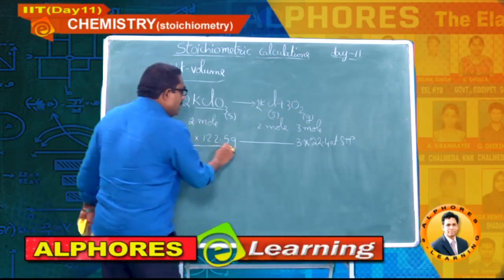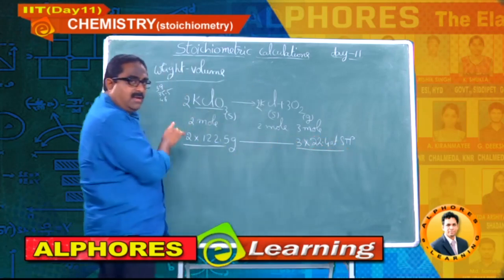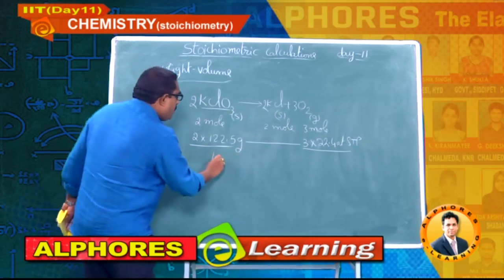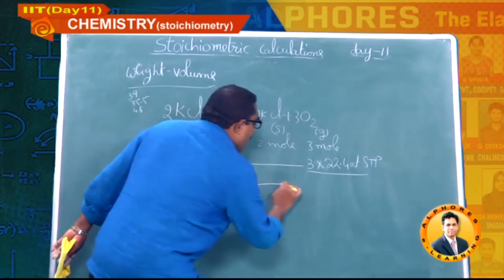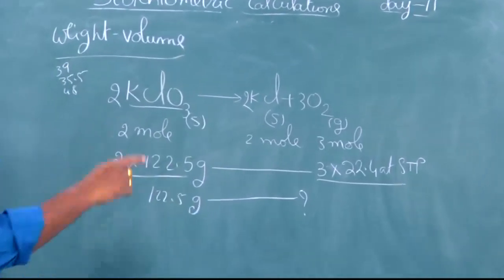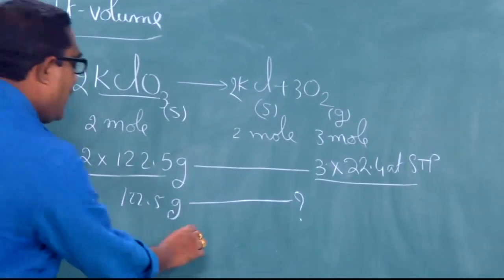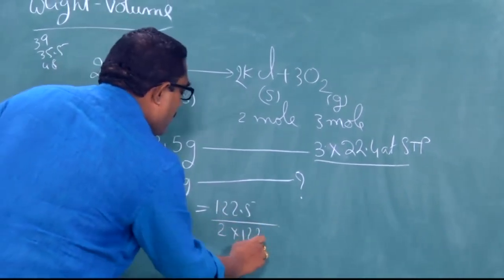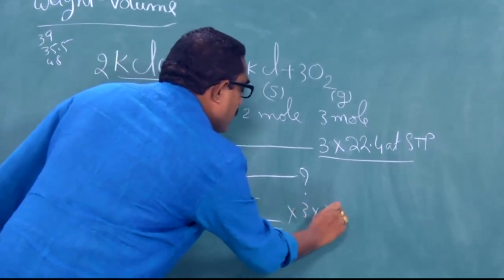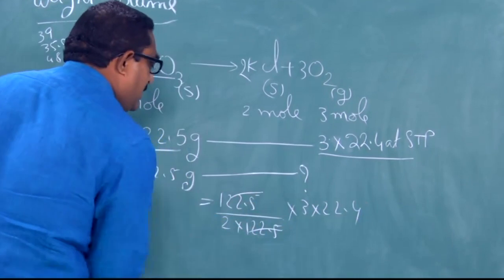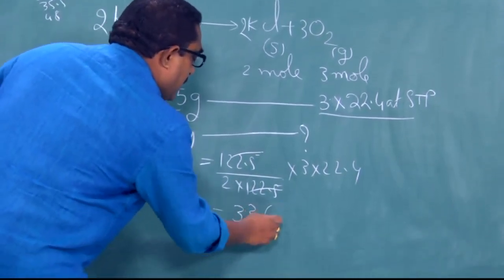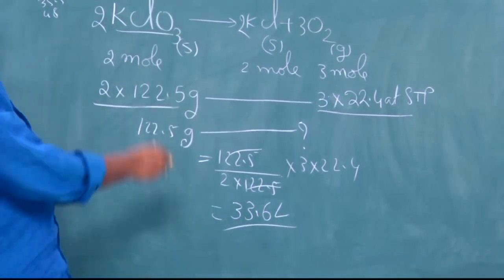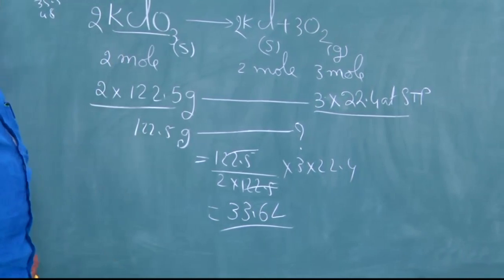See, observe here: weight, volume, weight, volume. Suppose I am given only 122.5 grams, what will be the volume of oxygen obtained at STP? Then you can do the calculation, students. 122.5 divided by 2 into 122.5, into 3 into 22.4. These two get cancelled. So you will get 33.6 liters at STP. This type of calculation is called weight volume calculation.